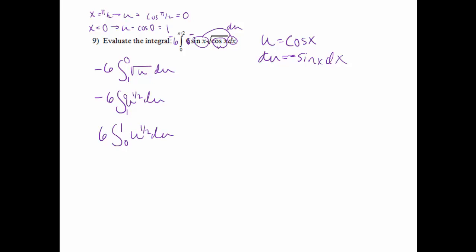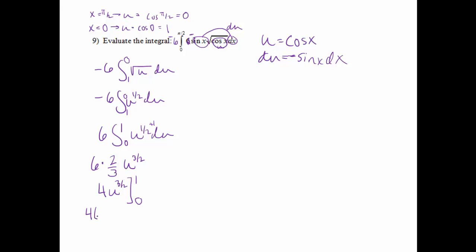Okay, and now I'm just going to evaluate it here. I'll have 6 times u to the 1/2. If I add 1 to that power, I'll get u to the 3/2 times the reciprocal on the outside, which is going to be 2/3. On the outside here, that's going to reduce to 4u to the 3/2. And now I can just plug in 1 and plug in 0.